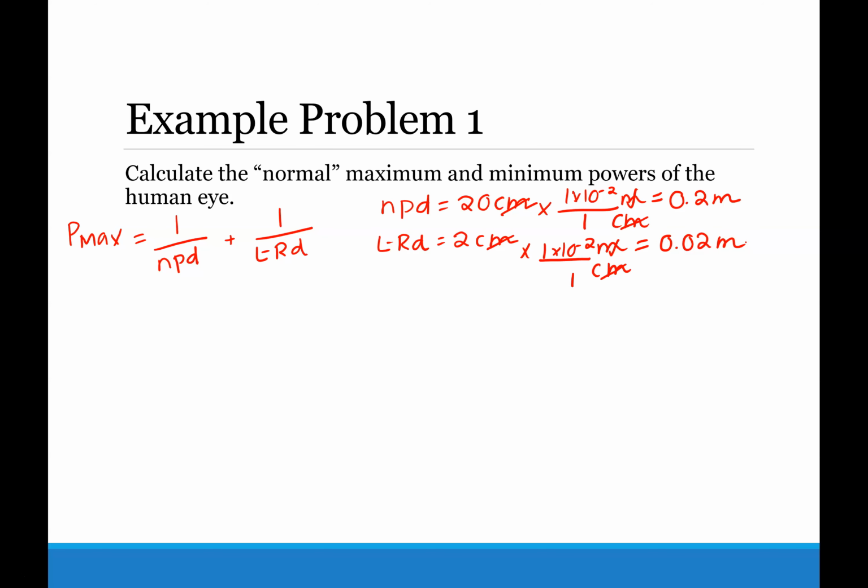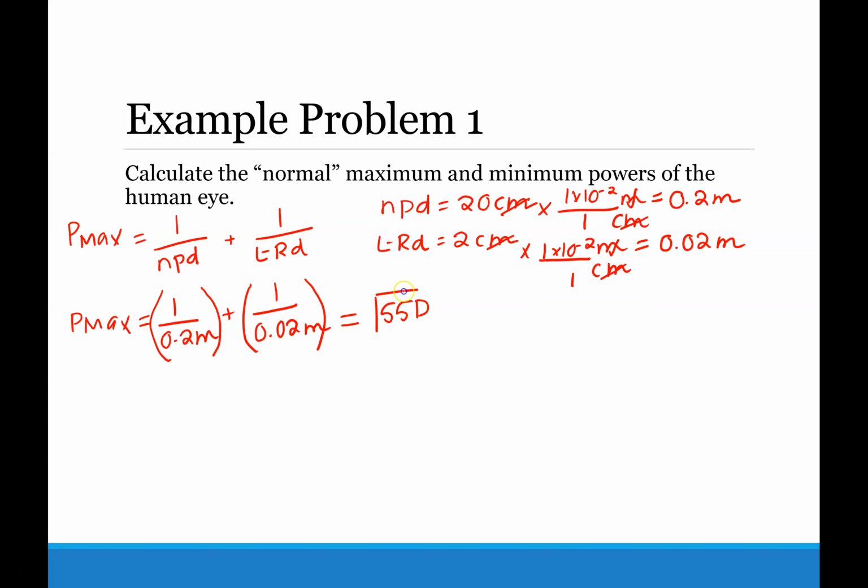Now we're ready to put this into the P max equation. So P max equals 1 divided by the near point distance of 0.2 meters plus 1 divided by the lens to retina distance of 0.02 meters. You can put this all in your calculator at one time. It doesn't need to be in multiple steps. And when you put that in your calculator, you'll get 55 diopters for P max.